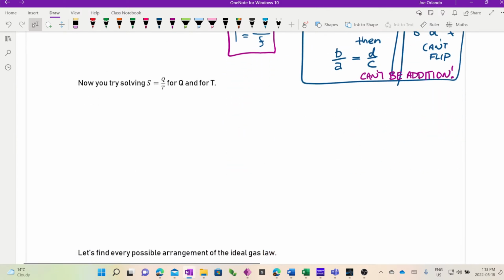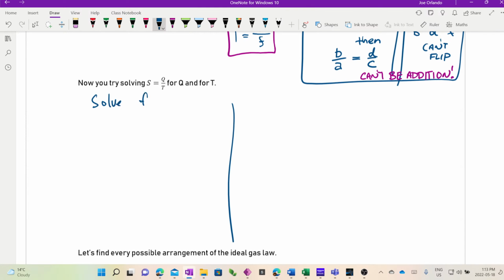All right, I want you to solve this twice. Solve it for Q and solve it for T.